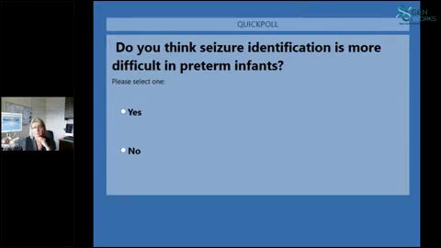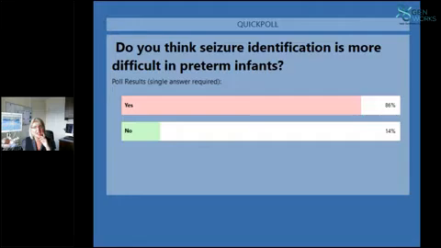So again, quite a lot of results coming in. I'll close the poll. I'll share those results with everybody. So actually 86% of you think it is more difficult to identify seizures in preterm infants. And, you know, after 30 years in neonatology, I'm one of that group. I do think it's more difficult because these preterm infants have these kind of twitching movements that are normal for them.